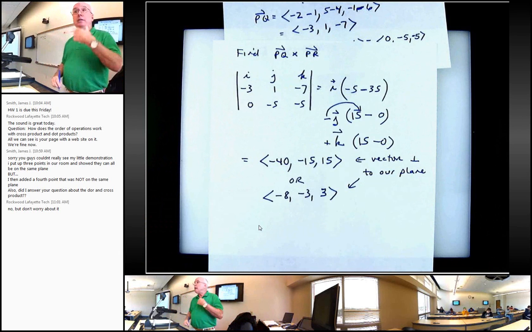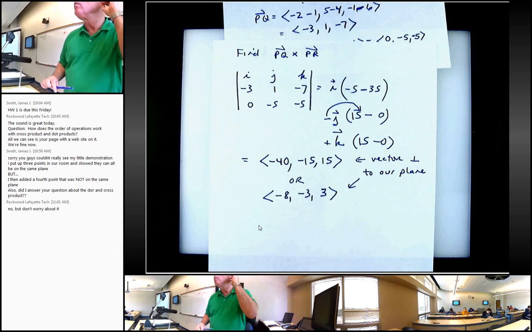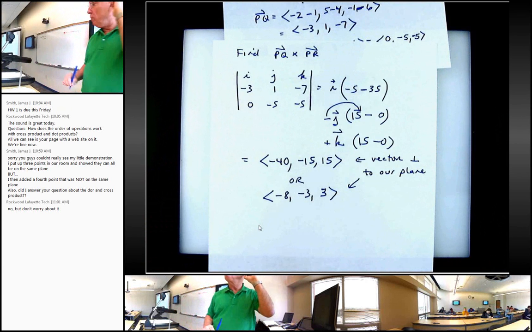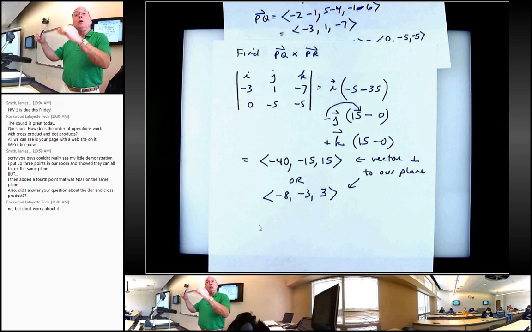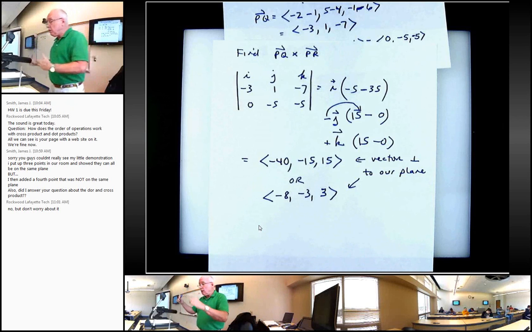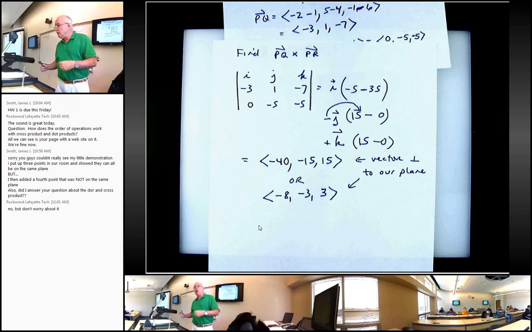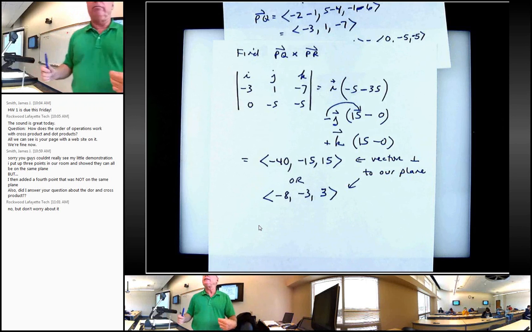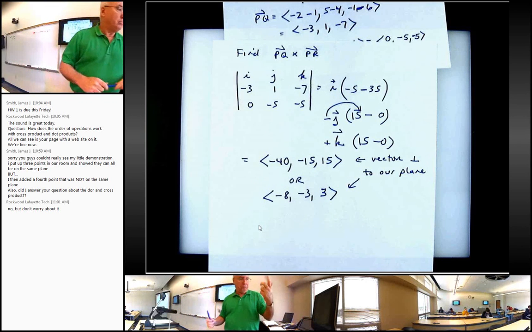Can you choose different letters? Like, can you do QR? Could I have done that originally? Absolutely. Instead of picking PQ and PR, I could just as well have picked, say, QR, and I could have picked PQ and QR. All right? I could have done it that way. So does that answer your question?